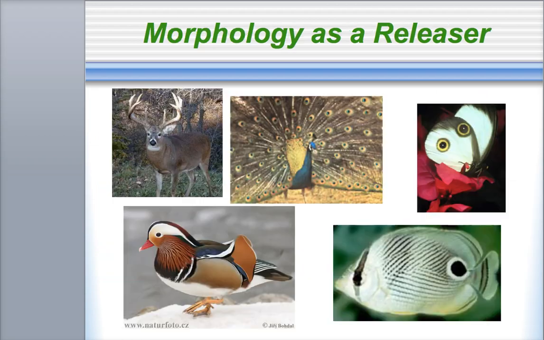Okay, morphology, here's my example. So we have antlers. This could be a releaser stimulus for aggressive behavior in males. You have this big peacock tail behavior. They actually have to physically raise that tail. And so that raising of the tail is actually the modal action pattern.